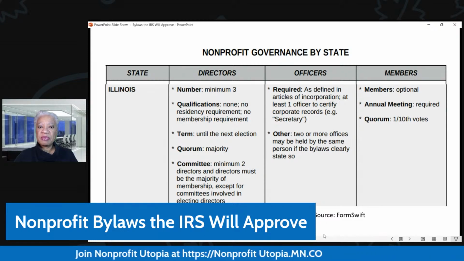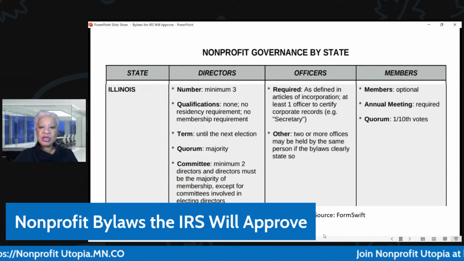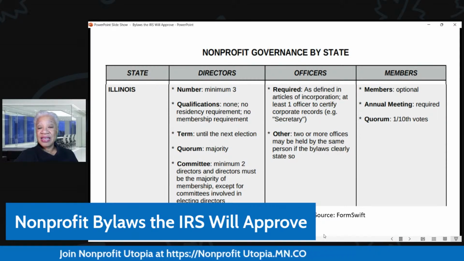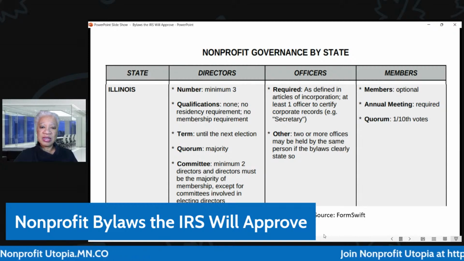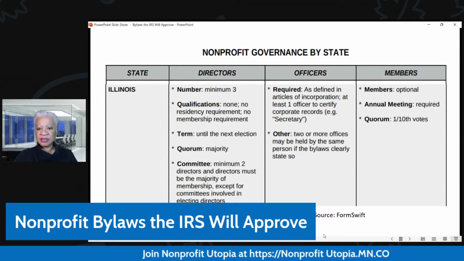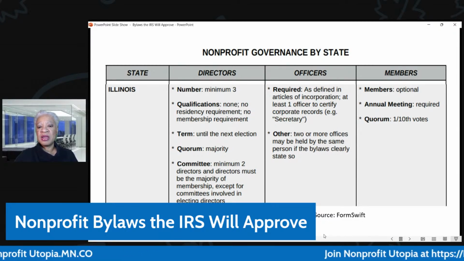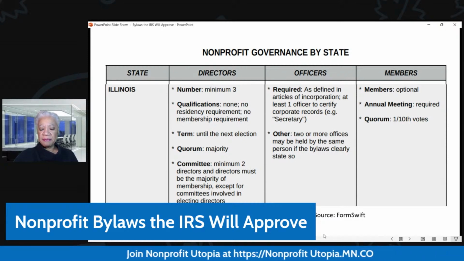Members: you can have a membership organization or not, so that's optional. If you have a membership organization, you have to have an annual meeting, and this must be outlined in your bylaws. And if you have a membership organization, this is usually like for associations, professional associations, a quorum constitutes 1 out of every 10 votes. So 1/10 of the people need to be present in order to transact business. All right.